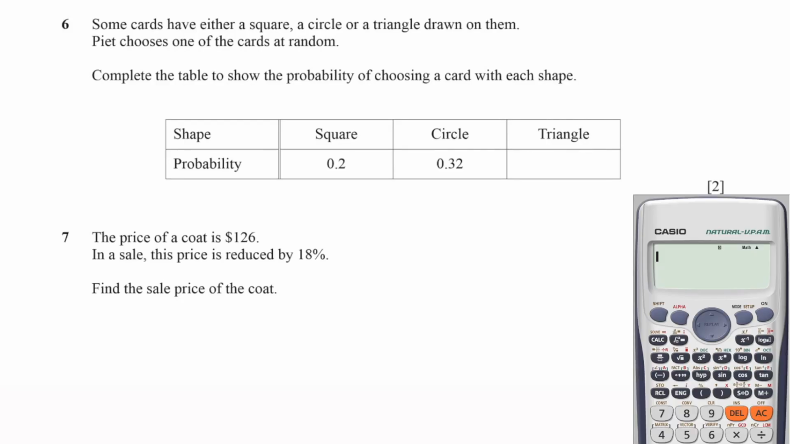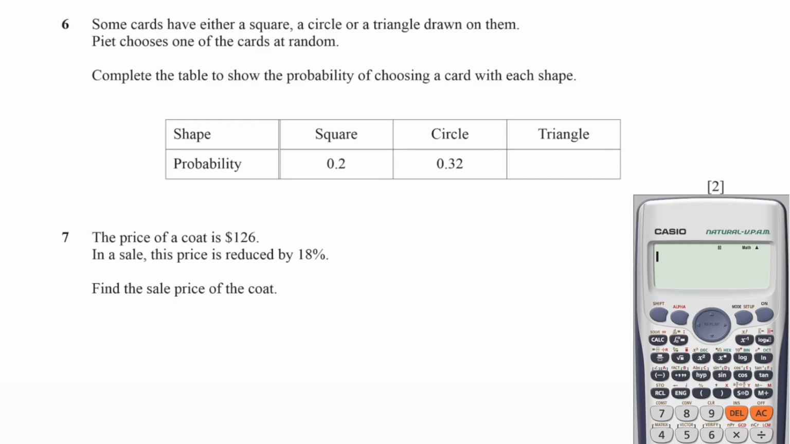Question number 6. Some cards have either a square, a circle, or a triangle drawn on them. Payet chooses one of the cards at random. Complete the table to show the probability of choosing a card with each shape. The probability of choosing a square is 0.2. The probability of choosing a circle is 0.32. What is the probability of choosing a triangle? That's what we have to find.